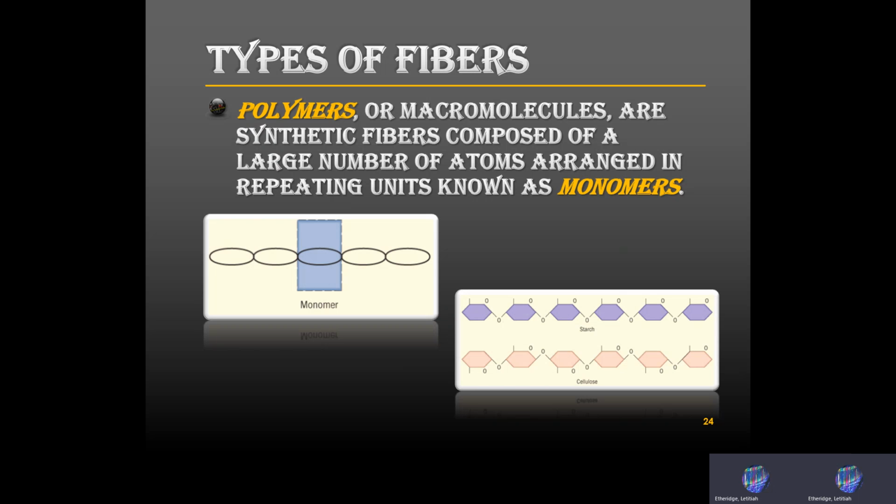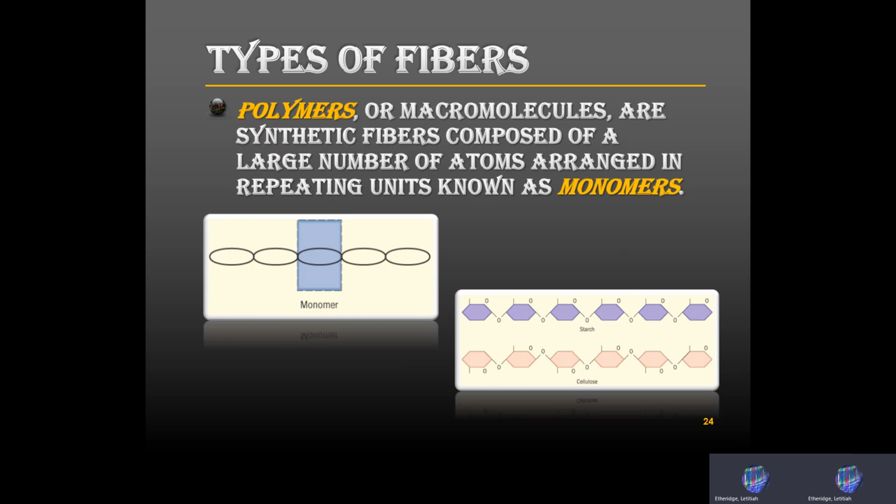If you take a look down below, here are 2 components that are naturally made in nature, and that would be starch and cellulose. They are basically monomers of glucose. The difference between starch and cellulose is that they're connected at different spots in the glucose chain, which gives them a different structure and a different formula.